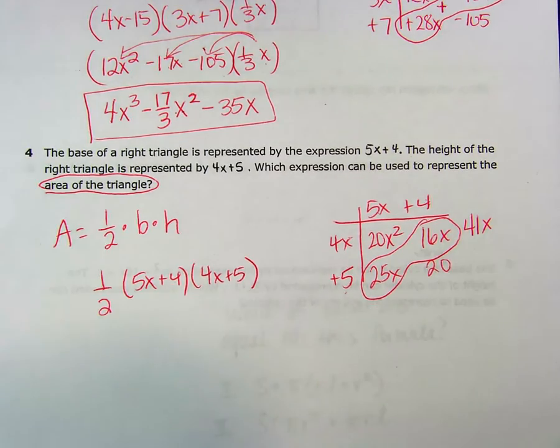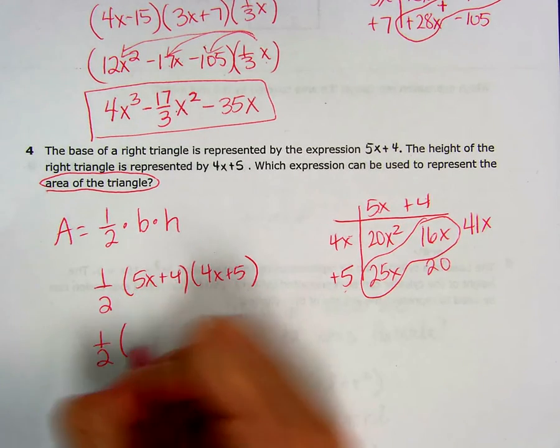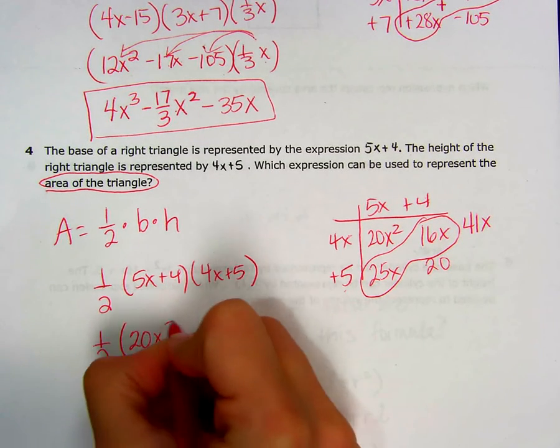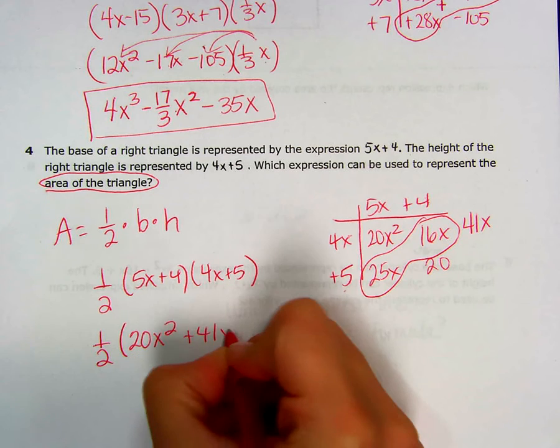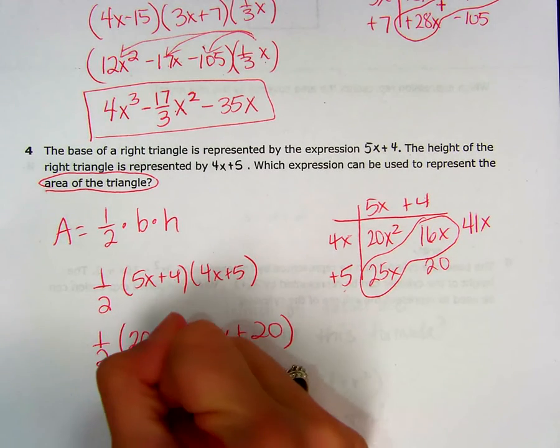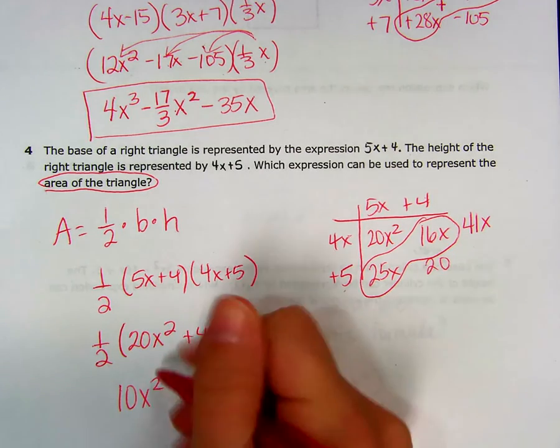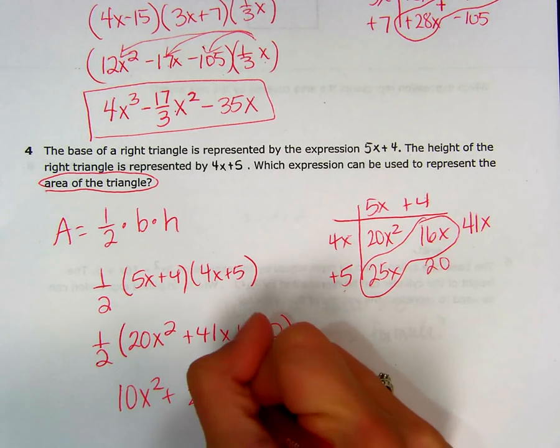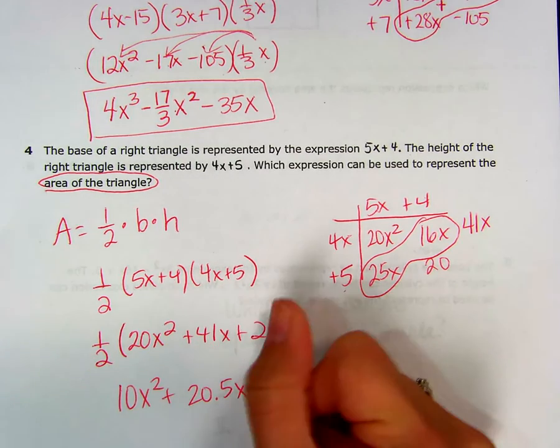So if I'm going to rewrite this, I still have the 1/2. And now I'm going to write 20x squared plus 41x plus 20. All right, so now I need half of each of these. So half of 20 makes 10x squared. Half of 41 is 20.5x. And half of 20 is 10.